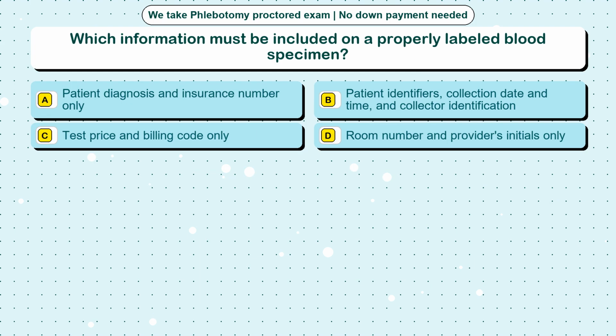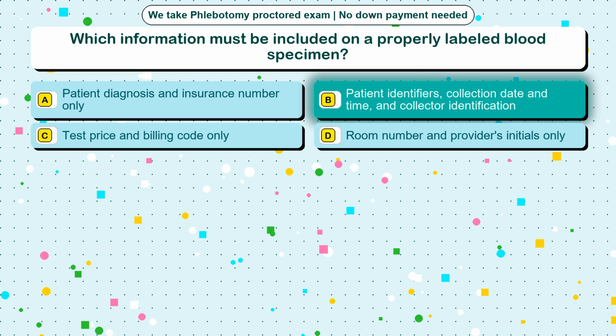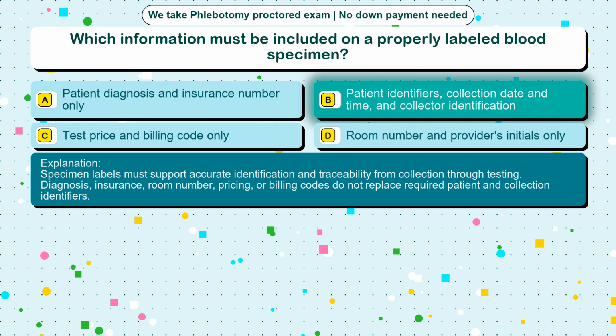Question 41. Which information must be included on a properly labeled blood specimen? Option A, patient diagnosis and insurance number only. Option B, patient identifiers, collection date and time, and collector identification. Option C, test price and billing code only. Option D, room number and provider's initials only. The correct answer is option B, patient identifiers, collection date and time, and collector identification. Specimen labels must support accurate identification and traceability from collection through testing. Diagnosis, insurance, room number, pricing, or billing codes do not replace required patient and collection identifiers.